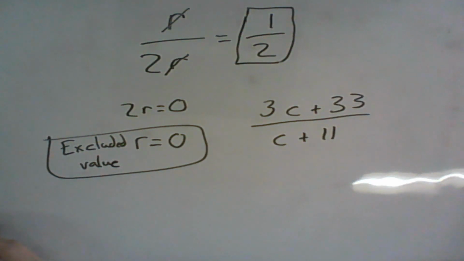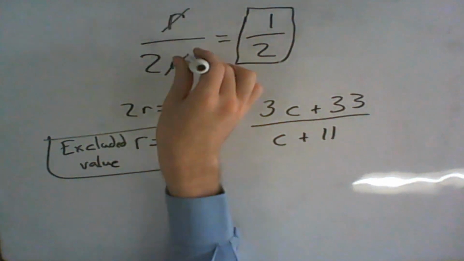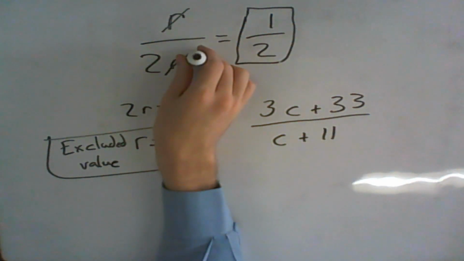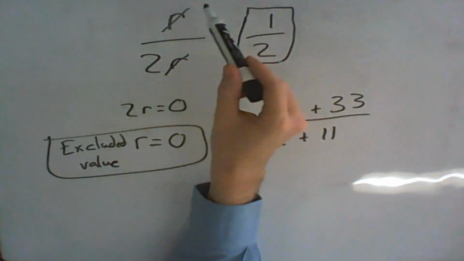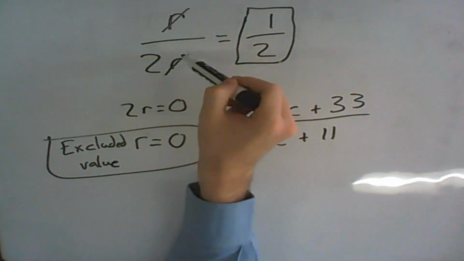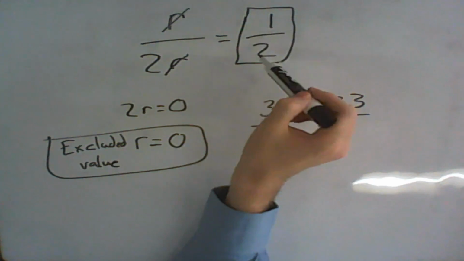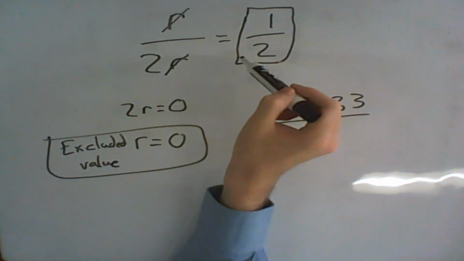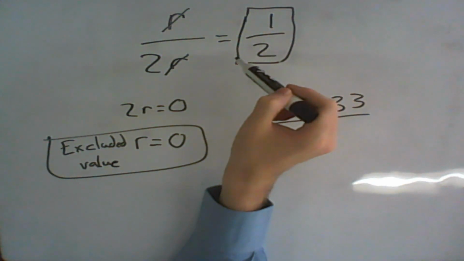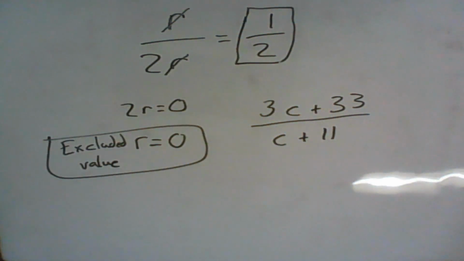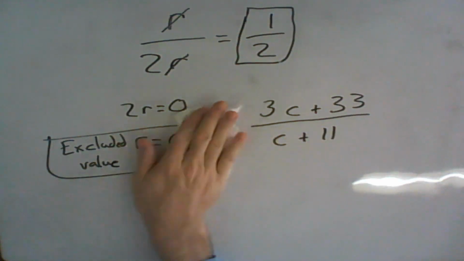What do you mean by both? I don't understand your question. Simplifying it means you cancel what's the same on top and bottom. So this, the r's got canceled. That gives us 1/2. Oh, you mean this right here. Okay.